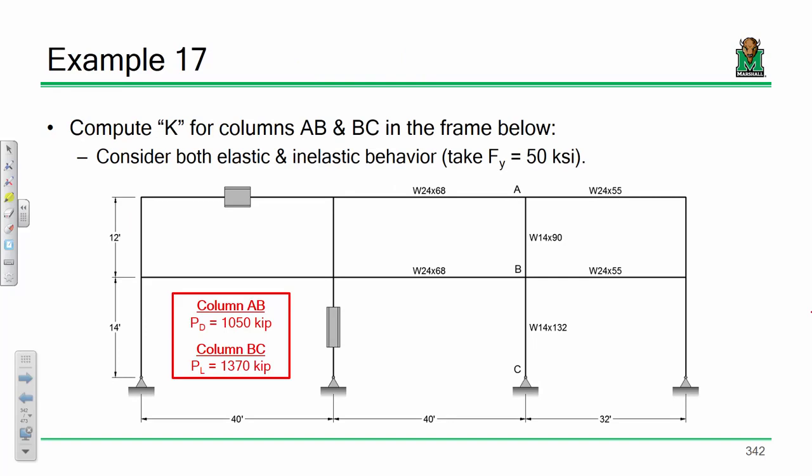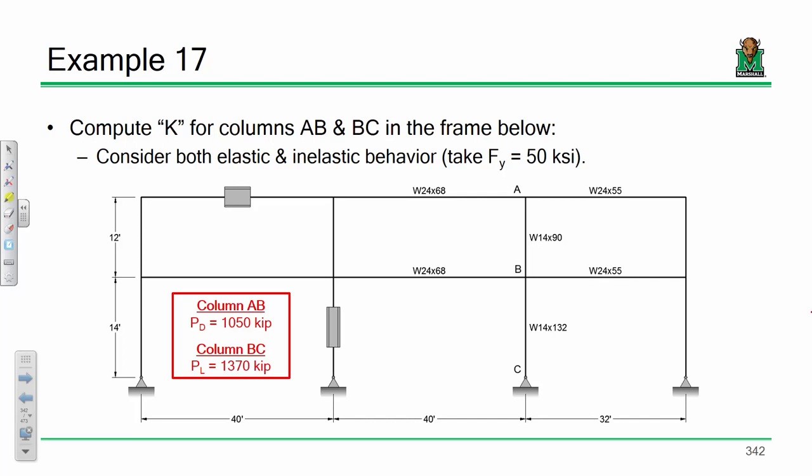Now, what we've got here is a frame for example 17, and this is going to give us a good bit of practice using this. I've got this frame transposed over here, so everything that you see here is over here. I just redrew it on the whiteboard. Now, in order to compute our k values, we're going to need to compute these G values.